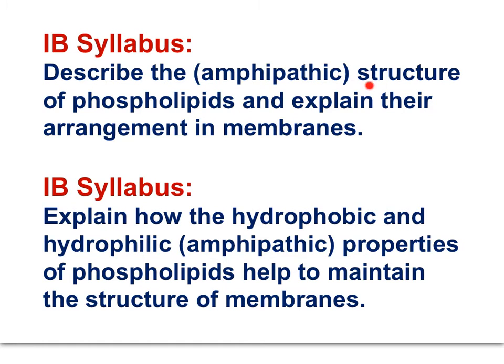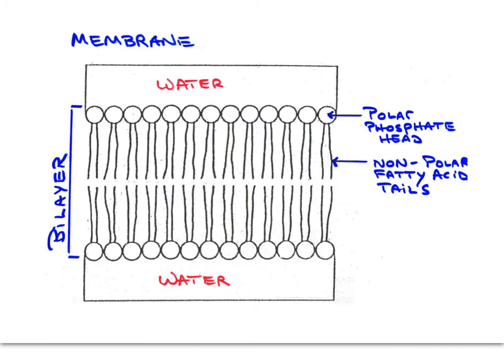So here are the IB syllabus statements that kick off this movie. Describe the amphipathic structure of phospholipids and explain their arrangement in membranes. Explain how the hydrophobic and hydrophilic properties of phospholipids help to maintain the structure of membranes. Amphipathic refers to the 2 different affinities of the phospholipid. One end, the phosphate head, is polar, thus attracted to water, while the other end, the 2 non-polar fatty acid tails, are nonpolar, not attracted to water.